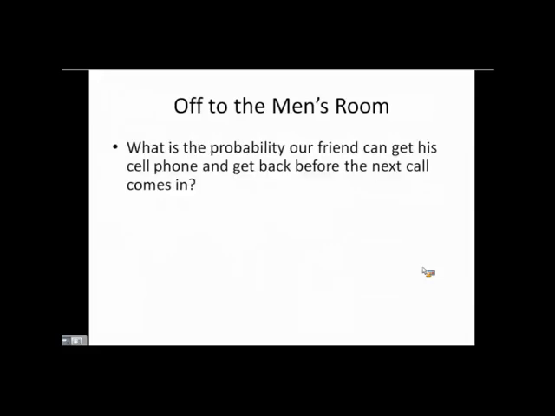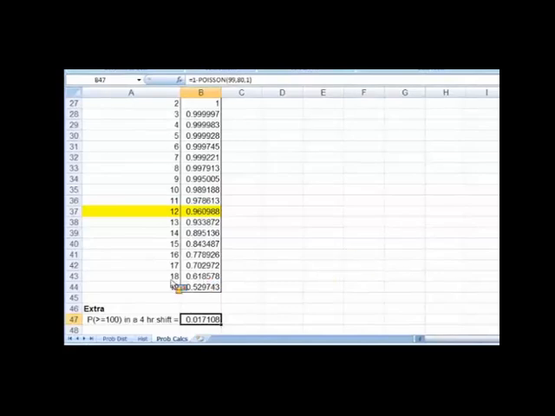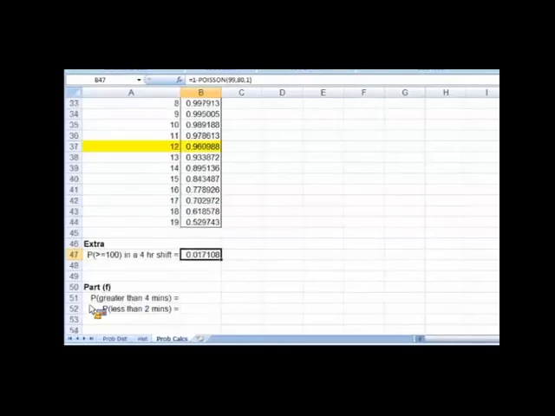So, off to the men's room. What's the probability our friend can get his cell phone and be back before the next call comes in? What we're really asking there is what's the probability that x is greater than or equal to 4 minutes? Okay. Let's go back to our spreadsheet. So we want to know what's the probability that x is greater than or equal to 4 minutes. And again, because it's continuous, that's the same as saying what's the probability of being greater than 4 minutes.